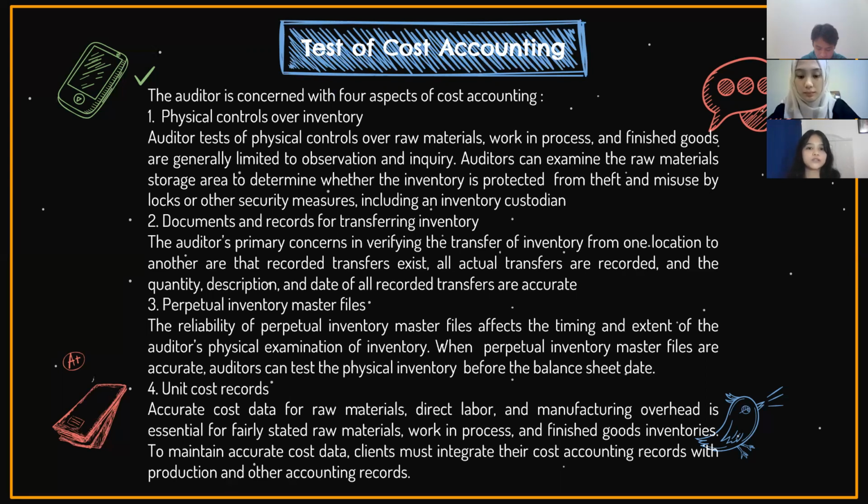Third, perpetual inventory master file. The reliability of the perpetual inventory master file affects the timing and extent of the auditor's physical examination of inventory. When perpetual inventory master files are accurate, auditors can test the physical inventory before the balance sheet date. And the last, unit cost records. Accurate cost data for raw materials, direct labor, and manufacturing overhead is essential for fairly stated raw material, work in process, and finished goods inventory. To maintain accurate cost data, clients must integrate their cost accounting records with the production and other accounting records.